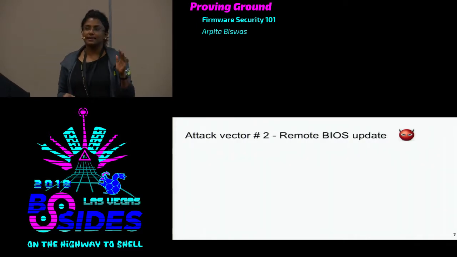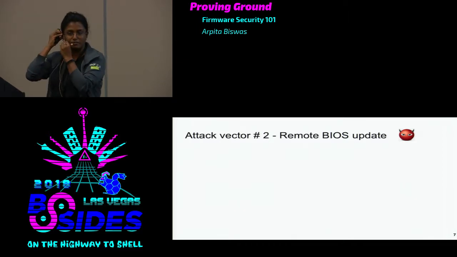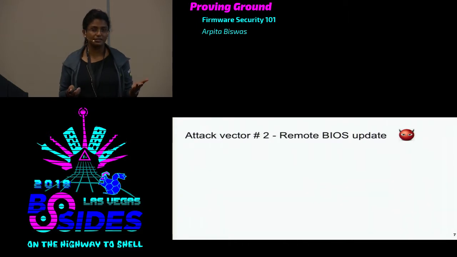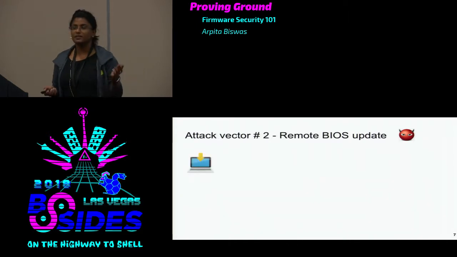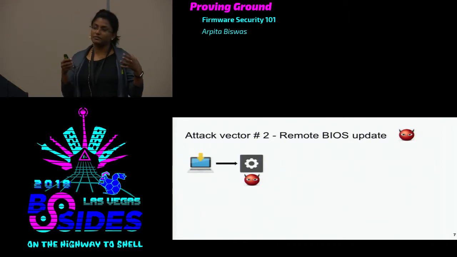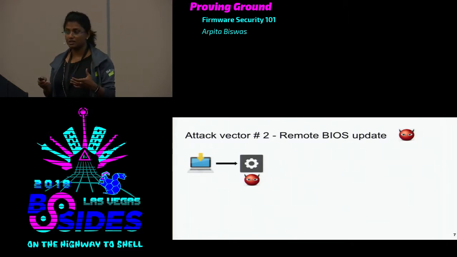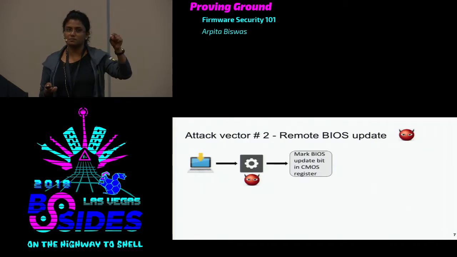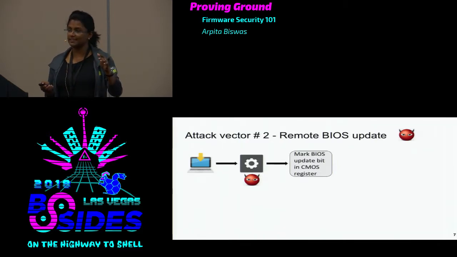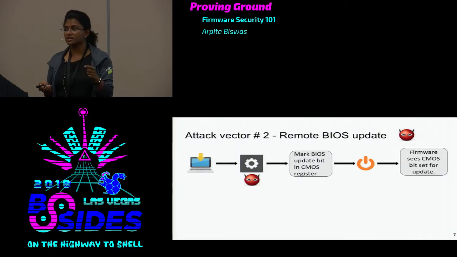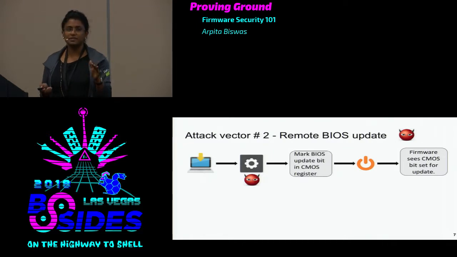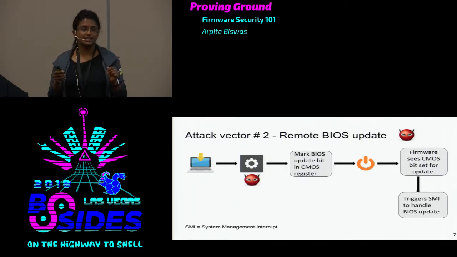The next vector. Now, without physical access to the chipset, you can still do a remote BIOS update. There's a mechanism for it. You just hack it. So you have a laptop. You download the firmware update onto your laptop, but that's a malicious update. Nobody cares, and then the BIOS marks the CMOS bit, the update bit, as on and says, hey, listen, the next time you reboot, the firmware sees the CMOS has the BIOS update bit set. So it says, okay, I have an update pending, and triggers an SMI.